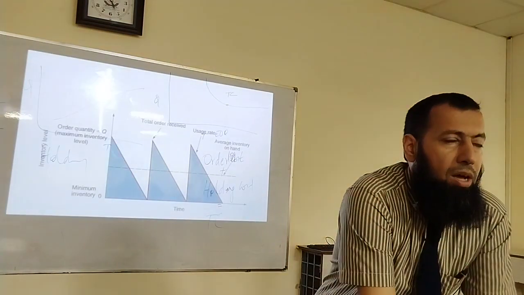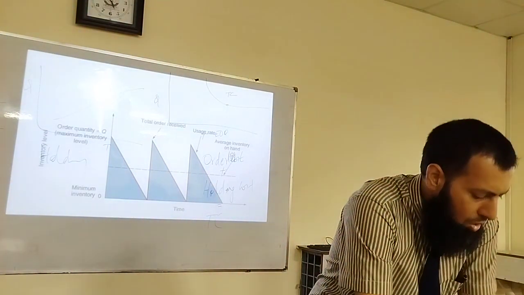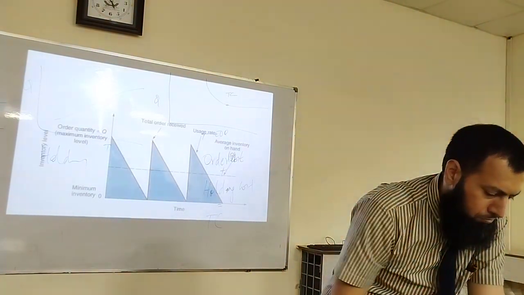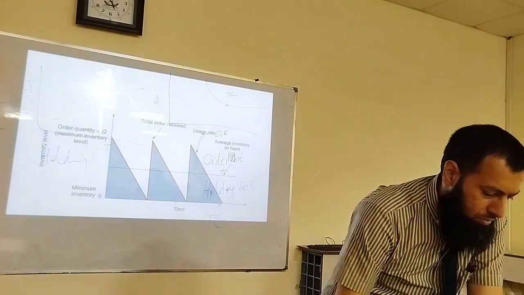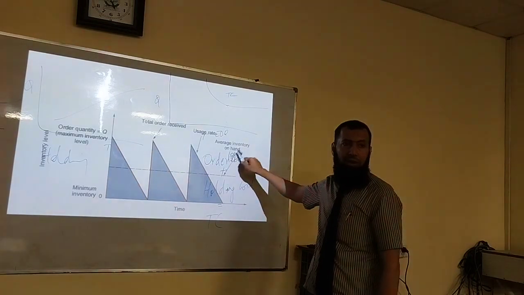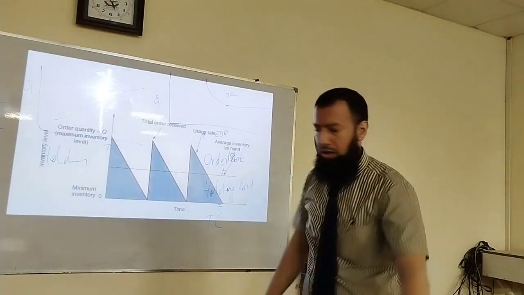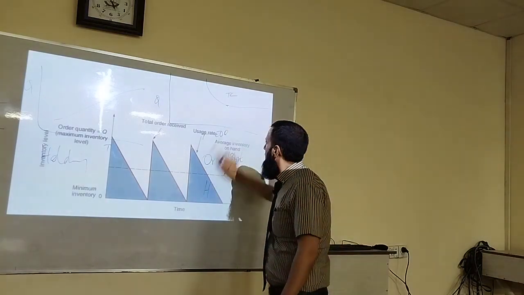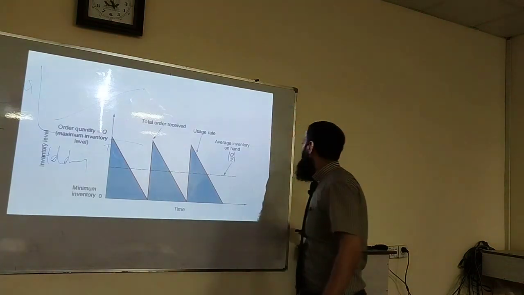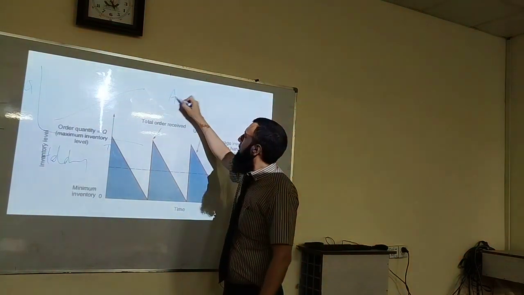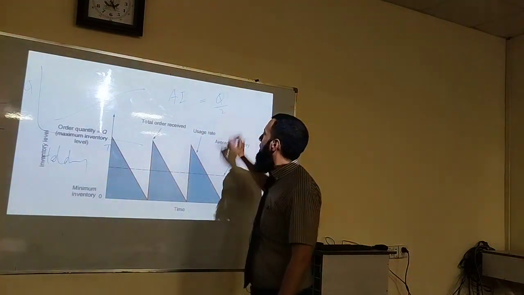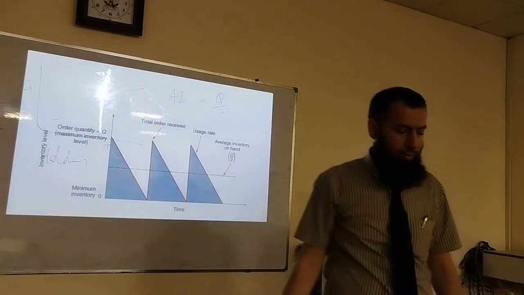Let's talk about the formula. Let's derive the formula of the EOQ, through which we will be solving multiple numericals. First is the formula you need to write, that is average inventory on hand. Average inventory is Q by 2.